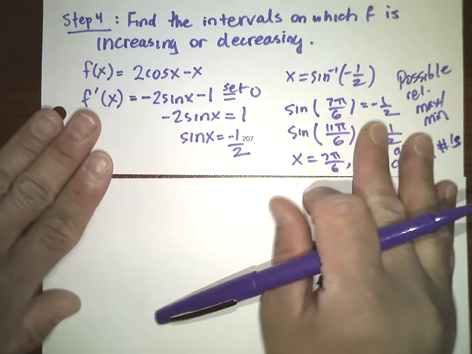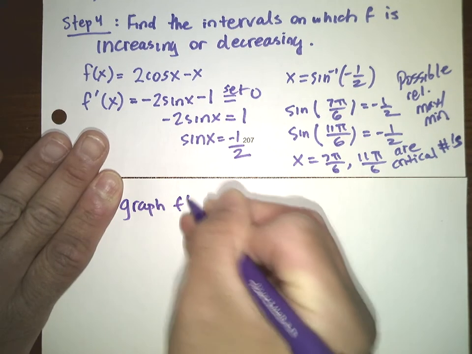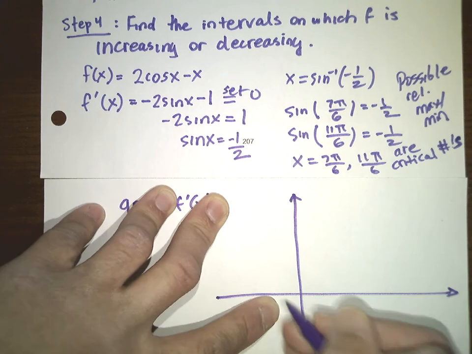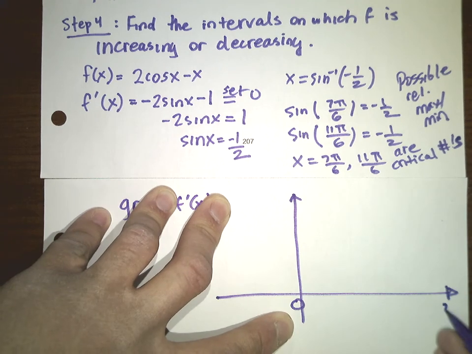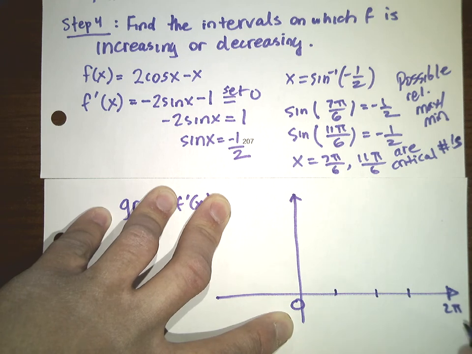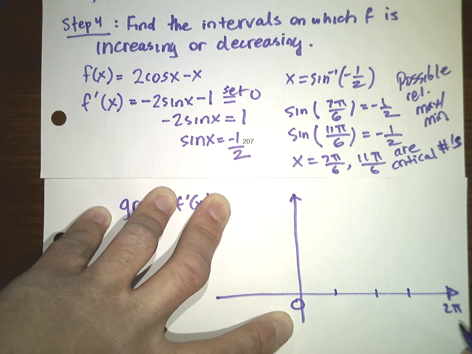So let's go ahead and graph the f prime of x. We know that we have it from 0 to 2 pi. So here is the 7 pi over 6.